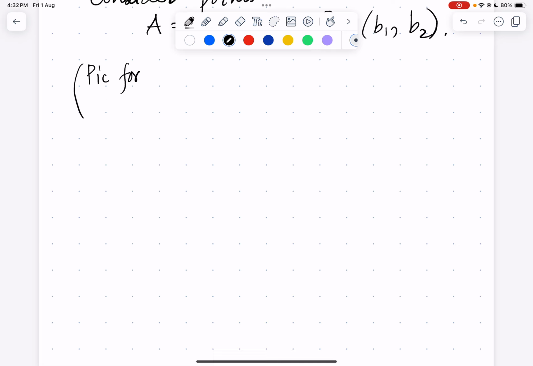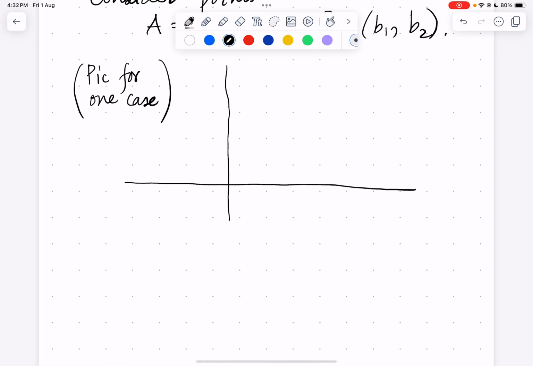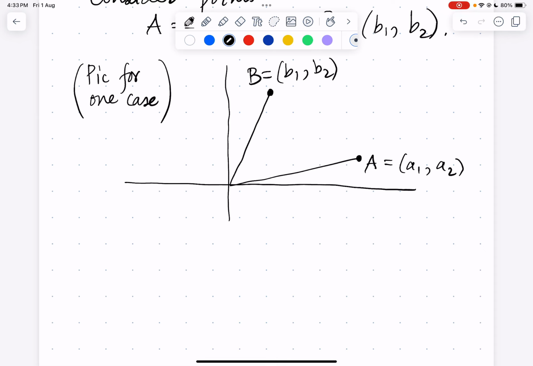So this is a picture for one case. In this picture all coordinates are positive. There are lots of other configurations you can imagine for two points a and b. Okay, so we have two points in the coordinate plane. We are interested in the sum, so a1 plus b1 comma a2 plus b2.